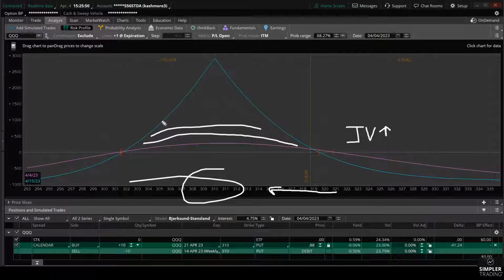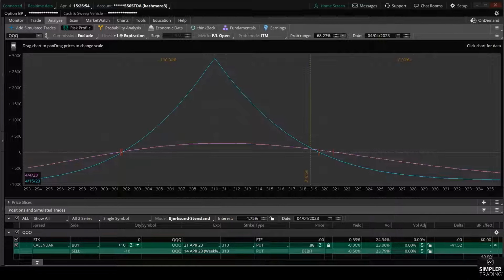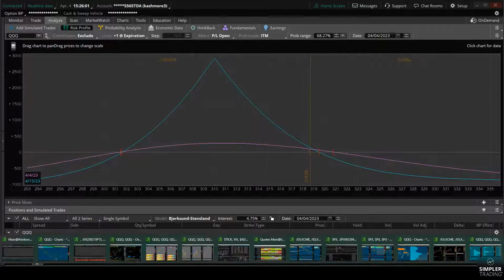But that's all I have for y'all. Just wanted to present a way for y'all to potentially hedge your portfolio if you are net long, and also a way to look at potentially if the reversion is starting to unfold.